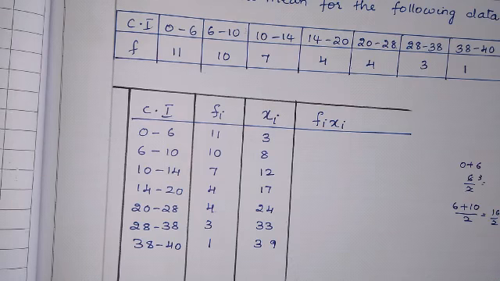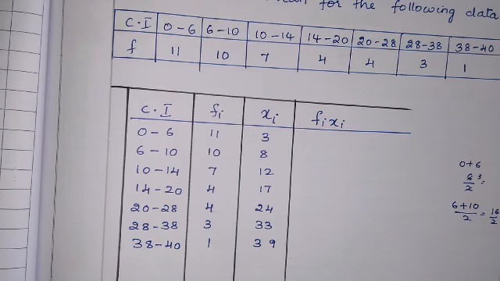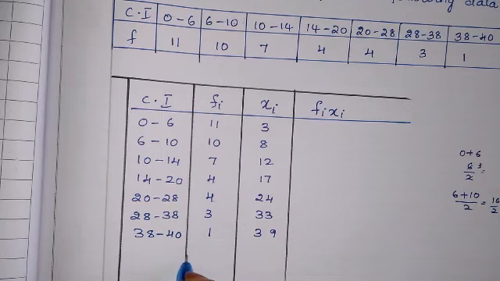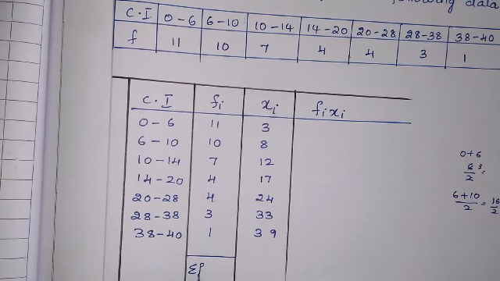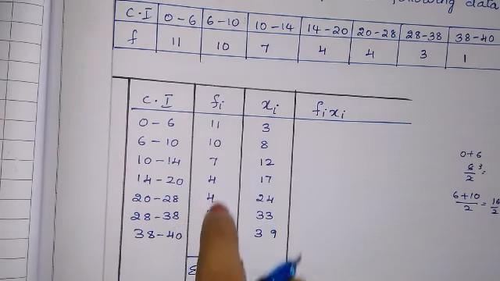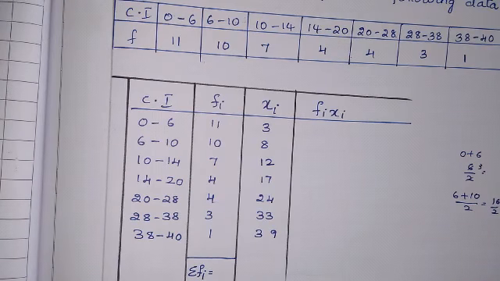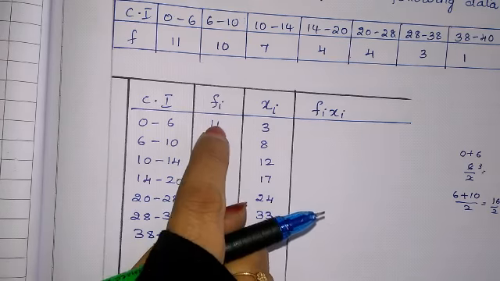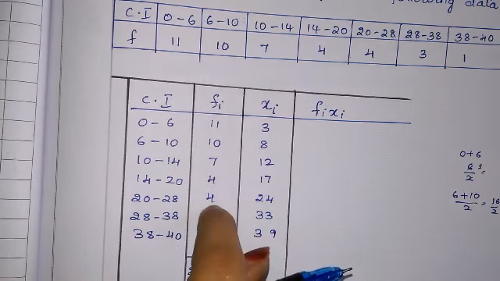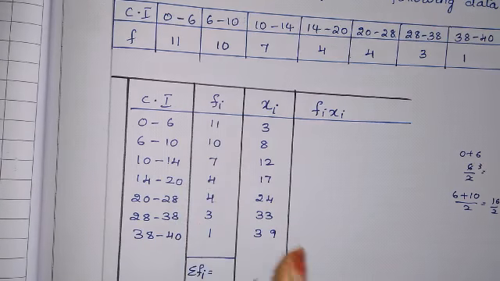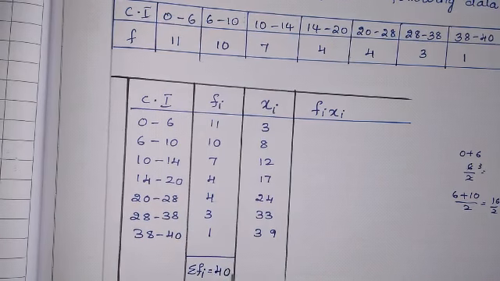Now, the next step. I forgot to do one step. Which step? First thing is we have to find sigma Fi. Sigma Fi is nothing but the addition of all frequencies. The addition of all frequencies is this: 11 plus 10, that is 21. Like that you have to add all these. Here if we add all these, we are going to get 40.